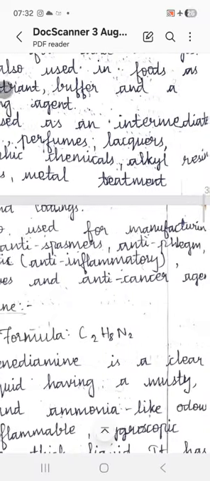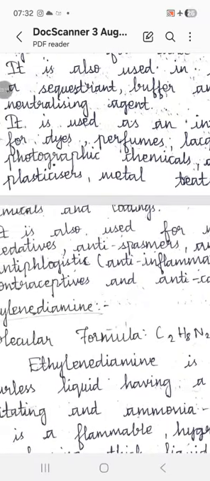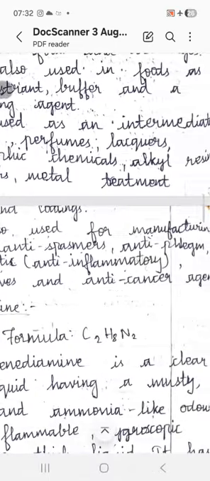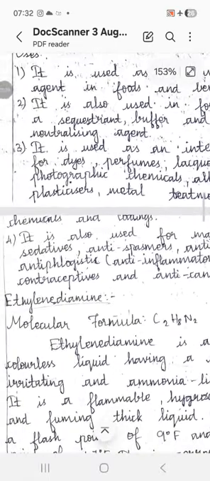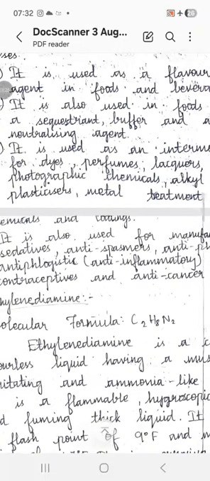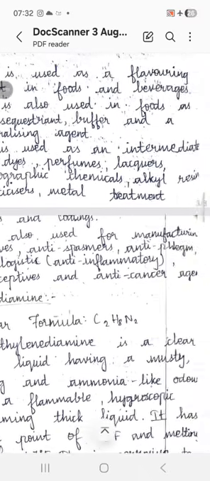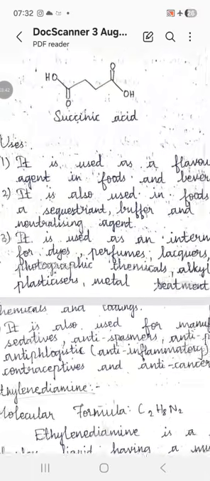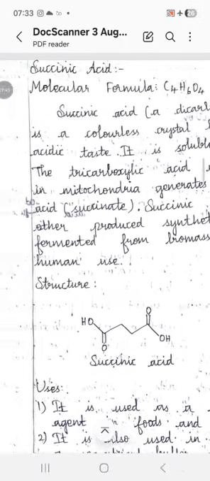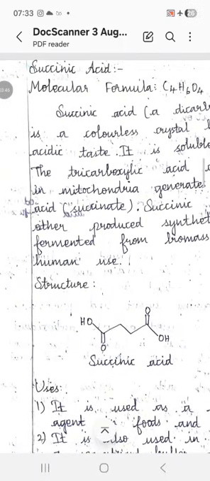antispasmodics, antiphlogistics, that means anti-inflammatory agents, then contraceptives and anti-cancer agents. So succinic acid has many medicinal uses: sedative, antispasmodic, anti-inflammatory, contraceptives, and anti-cancer agents. Okay, those are the notes for succinic acid.